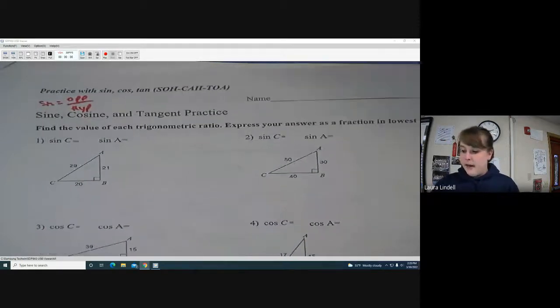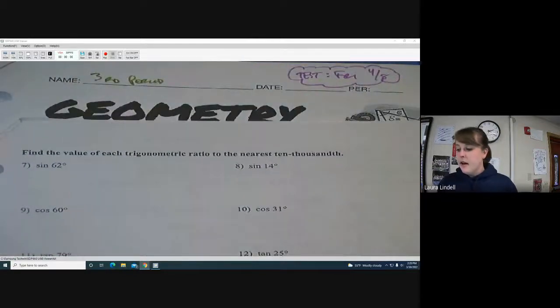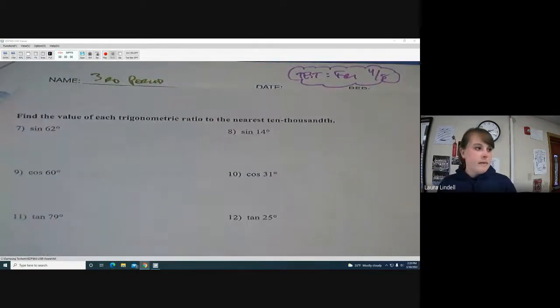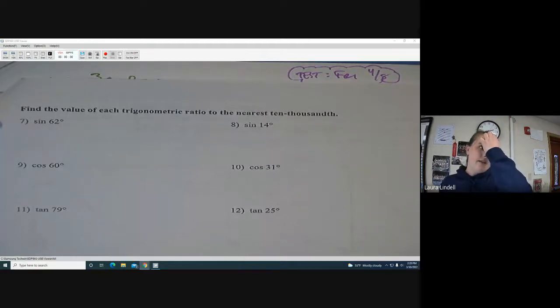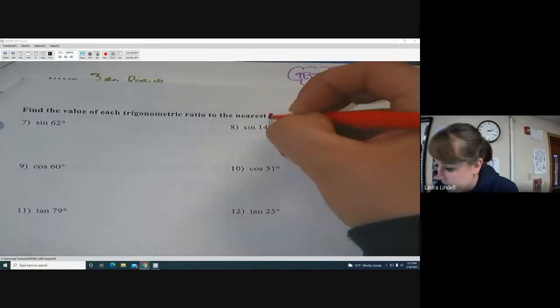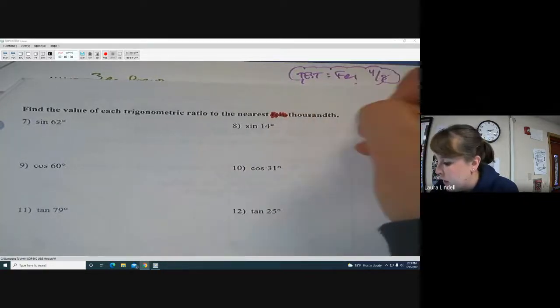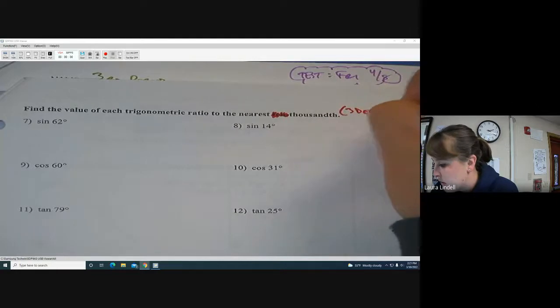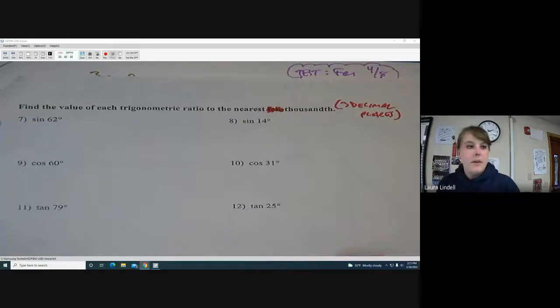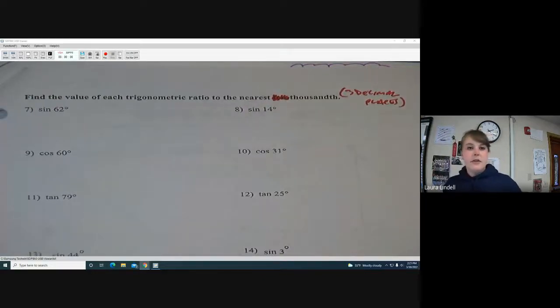Then the other page, if you turn it, find the value of each trigonometric ratio to the nearest 10,000th. I'm just going to actually make it to the nearest 1,000th, cross off the 10. We're just going to go to 3 decimal places. All right. So find the value of each trigonometric ratio to the nearest 1,000th, 3 decimal places. So this is the kind where you're just typing it into the calculator and putting down your answer rounded to 3 places.